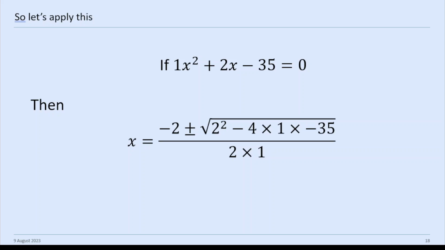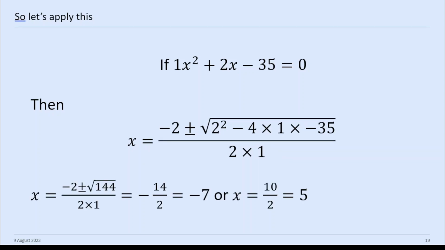So x equals minus 2 plus or minus the square root of 2 squared minus 4 times 1 times minus 35. So that's 4 times 35 is 140. So it's minus 2 plus or minus the square root of 144 over 2. So the square root of 144 is 12, so it's either minus 2 plus 12 over 2, which is 10 over 2, which is 5, or it's minus 2 minus 12 over 2, which is minus 14 over 2, which is minus 7. Those are the two possible solutions. Same as before.